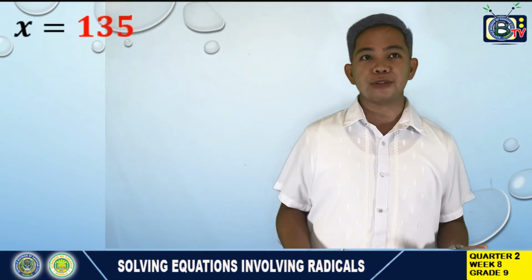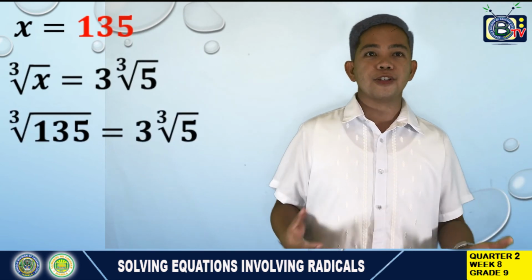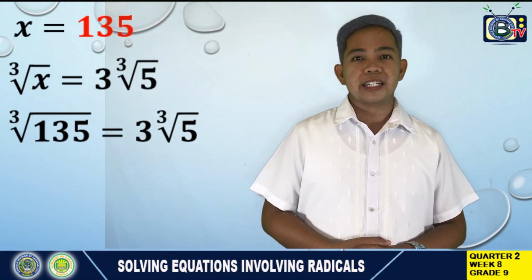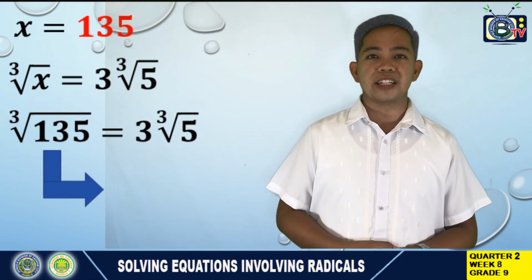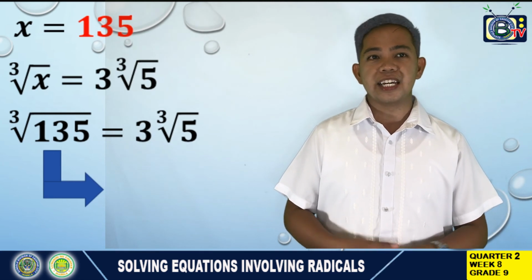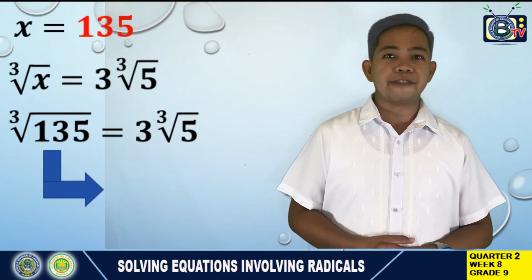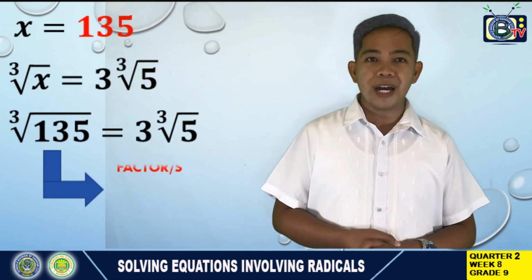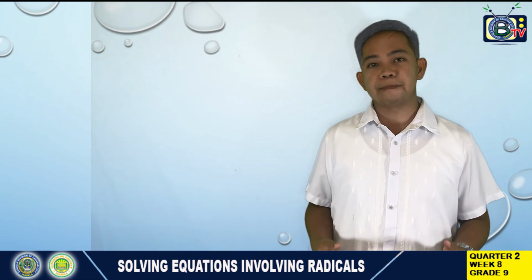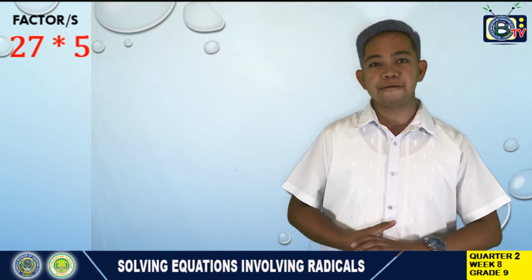Now, let's substitute the value of x to the original equation. Our equation becomes cube root of 135 is equal to 3 cube root of 5. Let's just simplify cube root of 135 since 3 cube root of 5 is already in its simplified term. To solve cube root of 135, factor 135 where one of them is a perfect cube. So, the correct possible factors of 135 are 27 and 5.